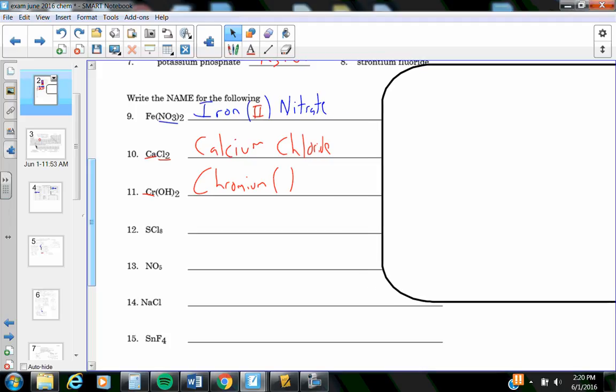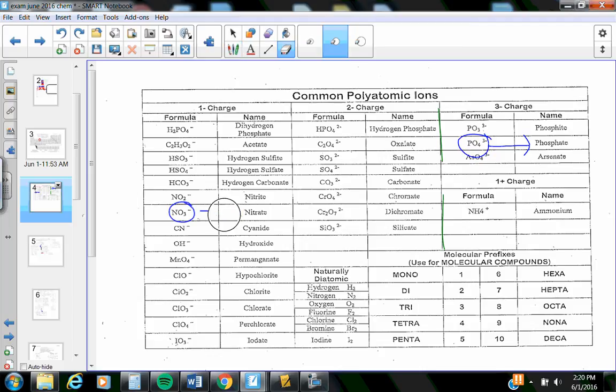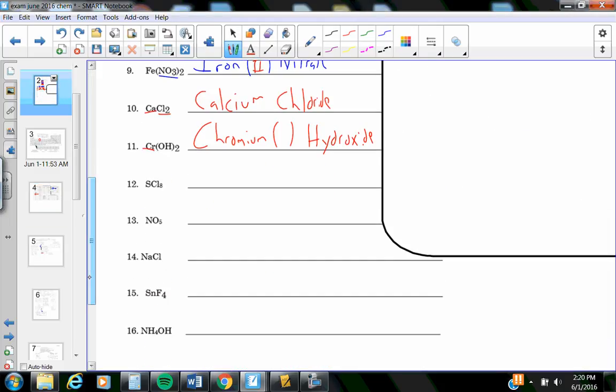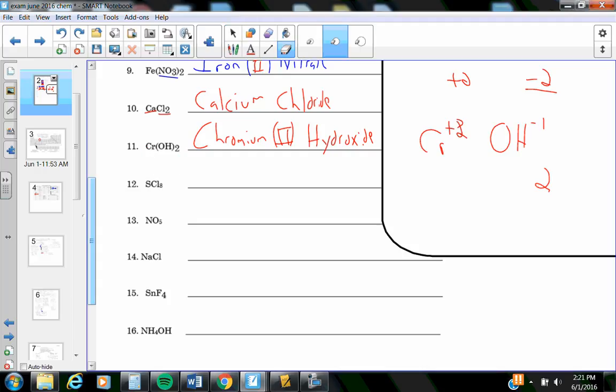OH is always hydroxide. When I go find hydroxide, here it is. It's OH with a -1 charge. Since I have two of those, two -1s for a grand total of -2, it must be the chromium plus something. It's got to be balanced out by a +2. It must be a chromium 2. This kind of tells me that it's chromium 2 because that's a -1 charge.